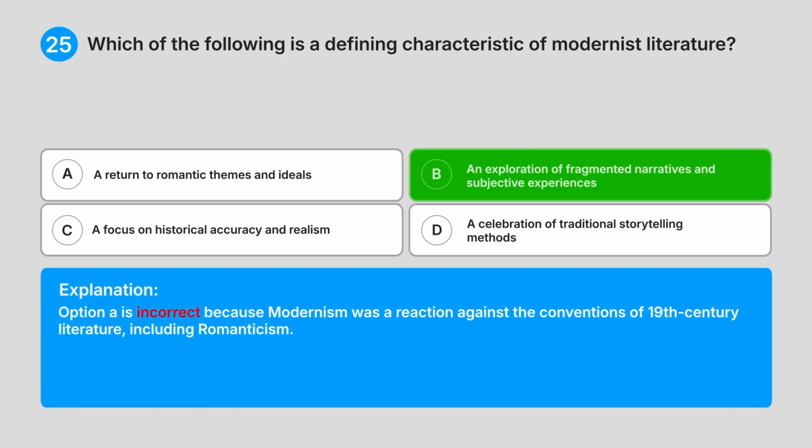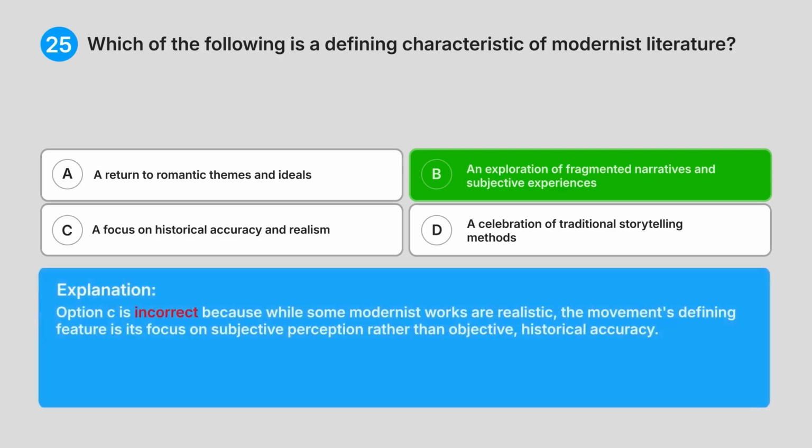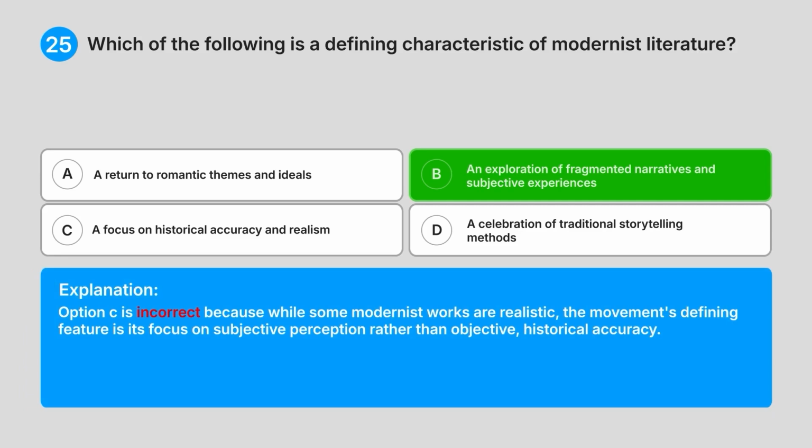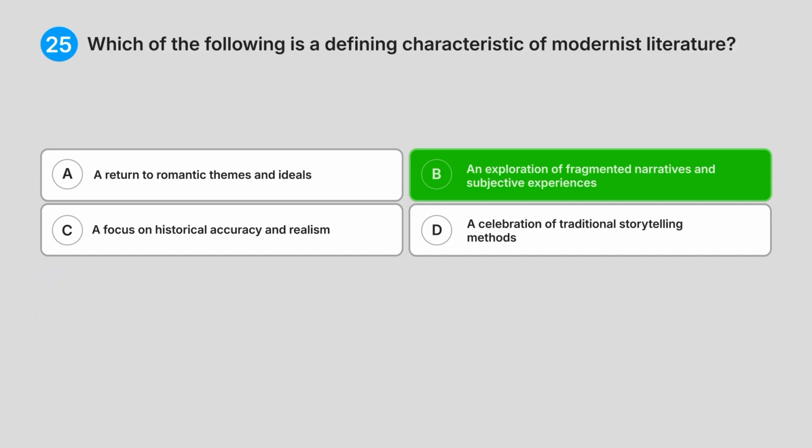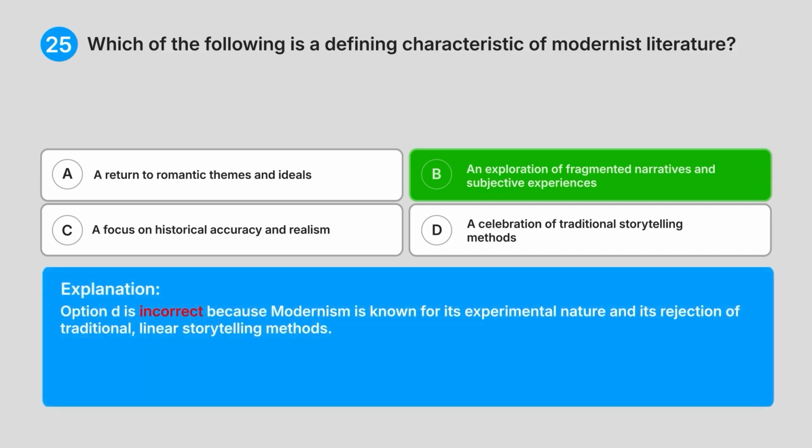Option A is incorrect because modernism was a reaction against the conventions of 19th century literature, including Romanticism. Option C is incorrect because while some modernist works are realistic, the movement's defining feature is its focus on subjective perception rather than objective historical accuracy. Option D is incorrect because modernism is known for its experimental nature and its rejection of traditional linear storytelling methods.